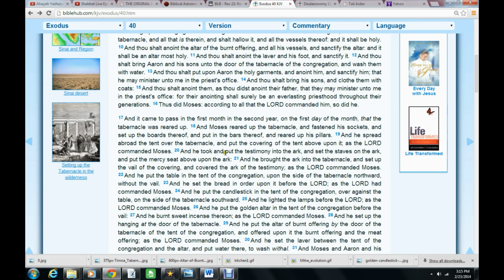And he took and put the testimony into the ark, and set the staves on the ark, and put the mercy seat above upon the ark. And he brought the ark into the tabernacle, and set up the veil of the covering, and covered the ark of the testimony, as the Most High Ahiah said.